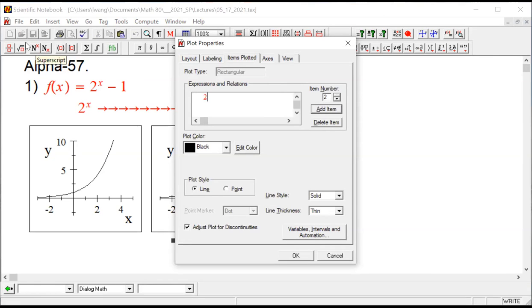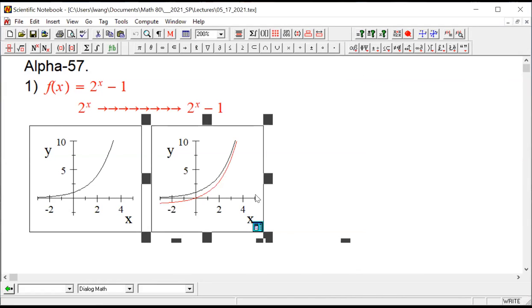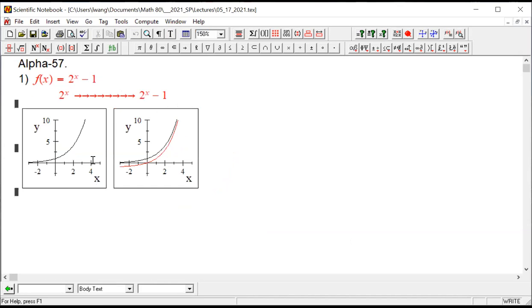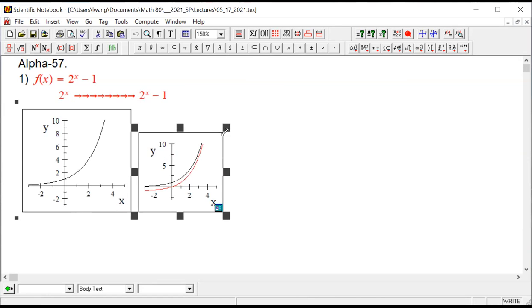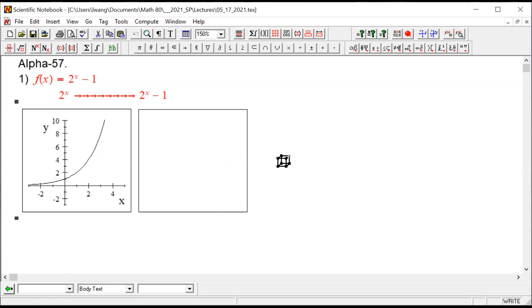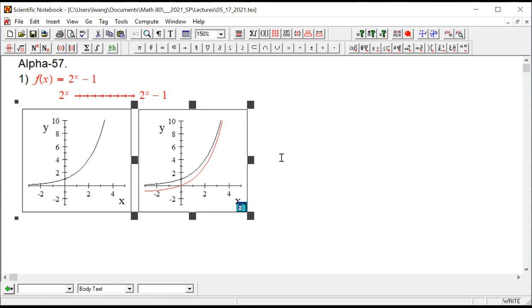Okay, so 2 to the power x minus 1. And let's make it red. Shift it down by 1 unit. Does that confirm our guess? We confirmed our guess. Okay. Shift it down by 1 unit.